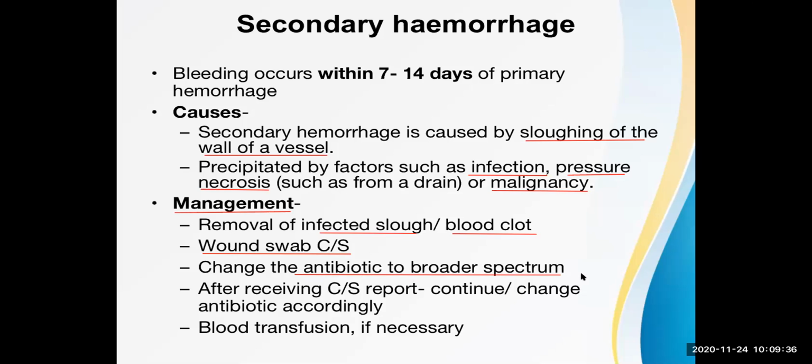Now, what is the meaning of upgrading? Let me give you one example here. If you have started amoxicillin with clavulanic acid in the beginning, now upgrade it to vancomycin, because that was not enough now. After receiving the culture and sensitivity report, continue it, okay, if it is working, or change the antibiotic accordingly, according to the sensitivity report. That is what the sensitivity report is all about. It will clearly tell you which organisms have grown there and which antibiotic will kill those organisms or decrease the multiplication of the organism. If necessary, go for blood transfusion.